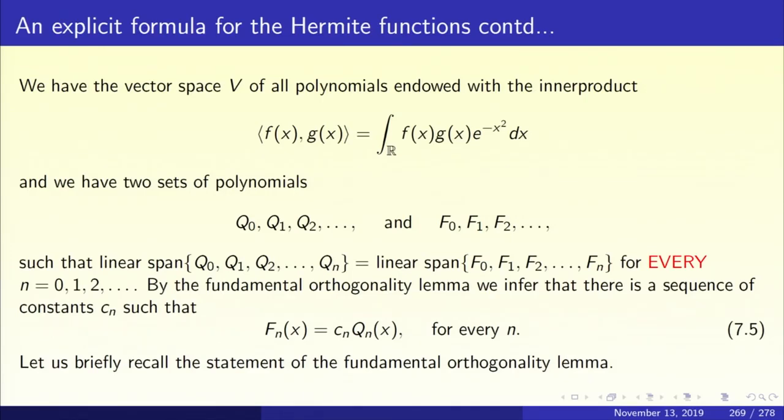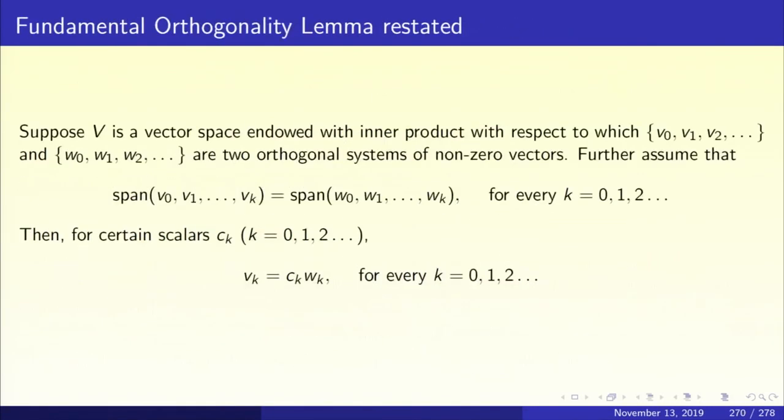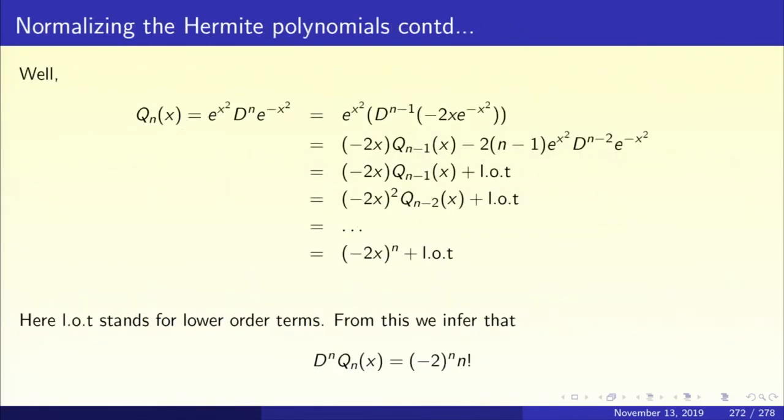We shall seek the constant cn such that the resulting vectors are unit vectors with respect to the L2 norm. That is how we will do it. We will select cn in such a way that the Hermite functions are orthogonal and of unit length. So, let us turn to that: normalizing the Hermite polynomials.